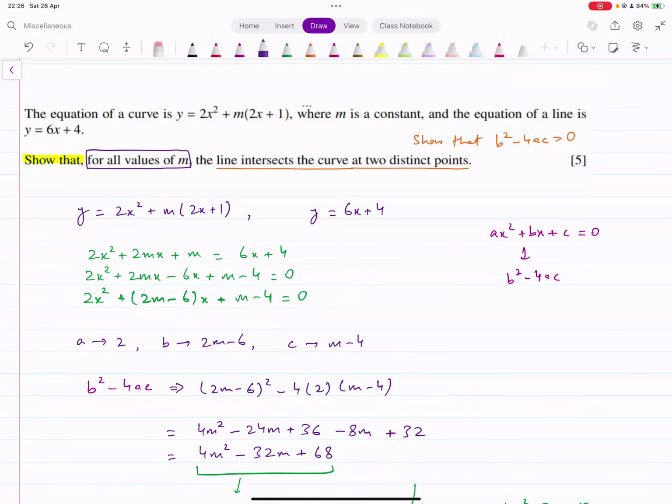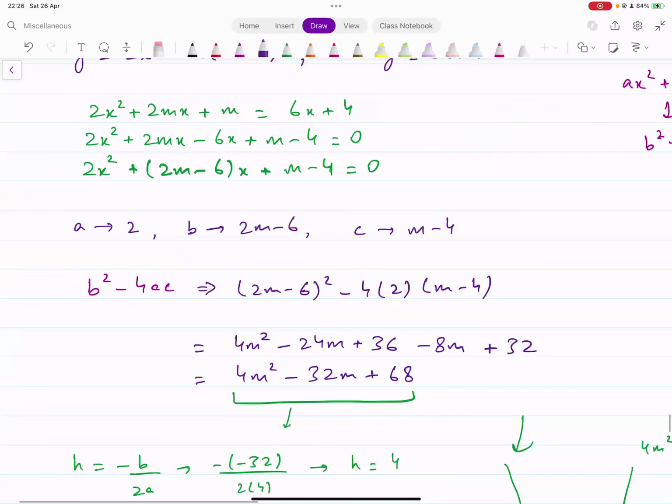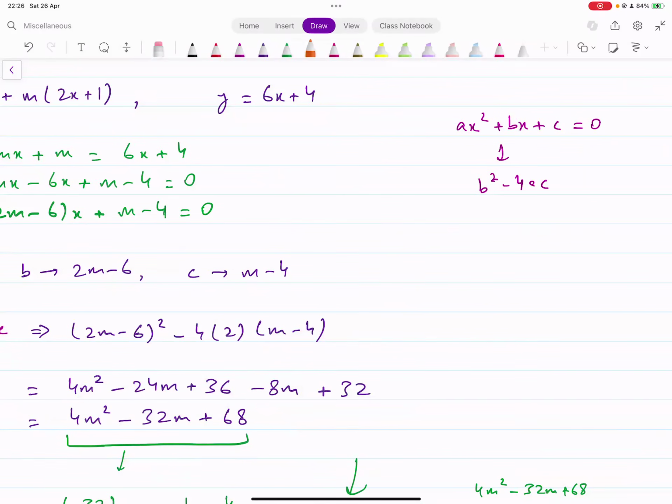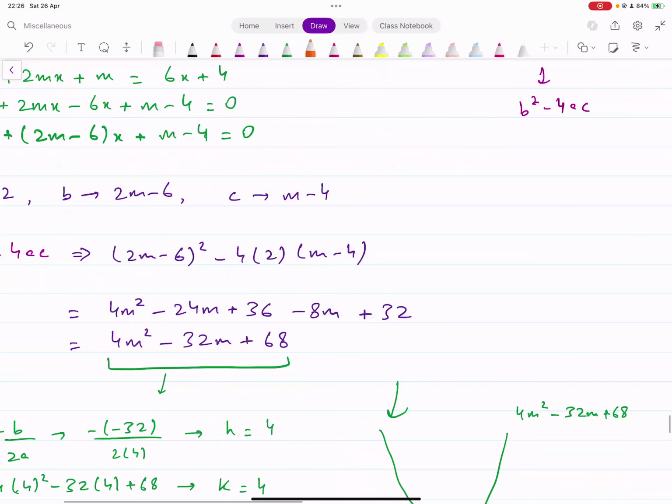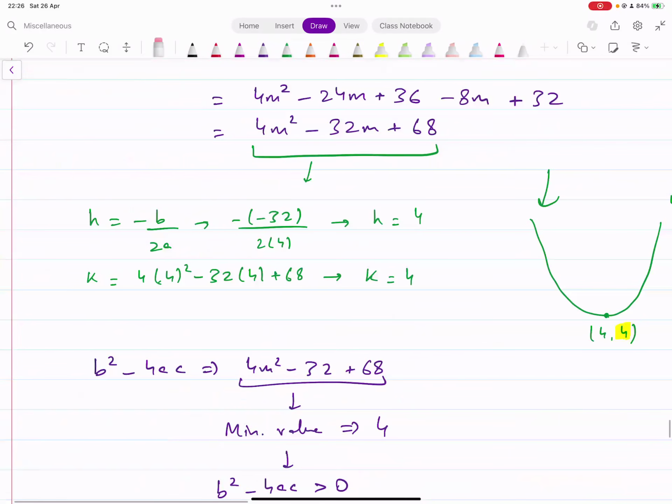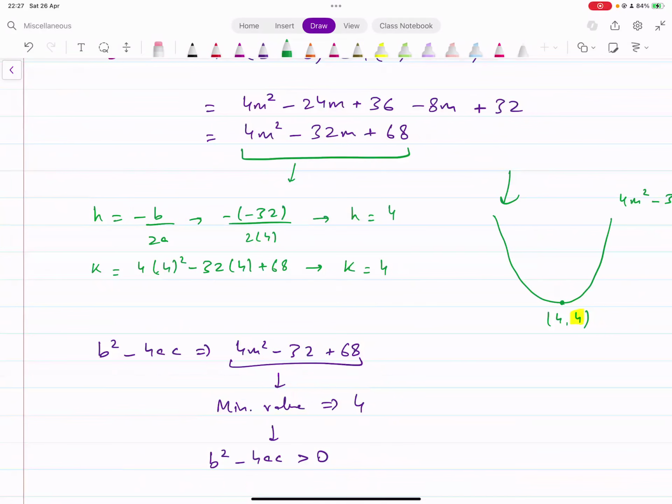This is an expression. This is a quadratic expression. Can you find the minimum point of this expression? Not the minimum point of the original function. The discriminant is a quadratic function here. How do you find the minimum point of any quadratic expression? You can do that using minus b over 2a. Right? So from that, the m coordinate of the turning point is going to be 4.